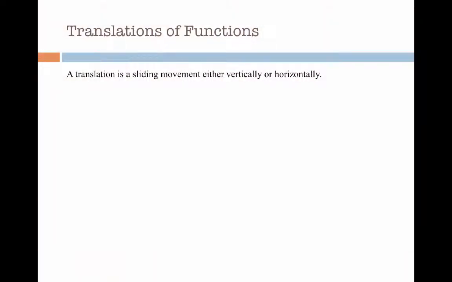A translation is a sliding movement, either vertically or horizontally. This is the function y equals x squared, a parabola. I can translate this parabola horizontally, or I can translate it vertically. If I want to translate it diagonally, I'll need some kind of combination of horizontal and vertical movement.